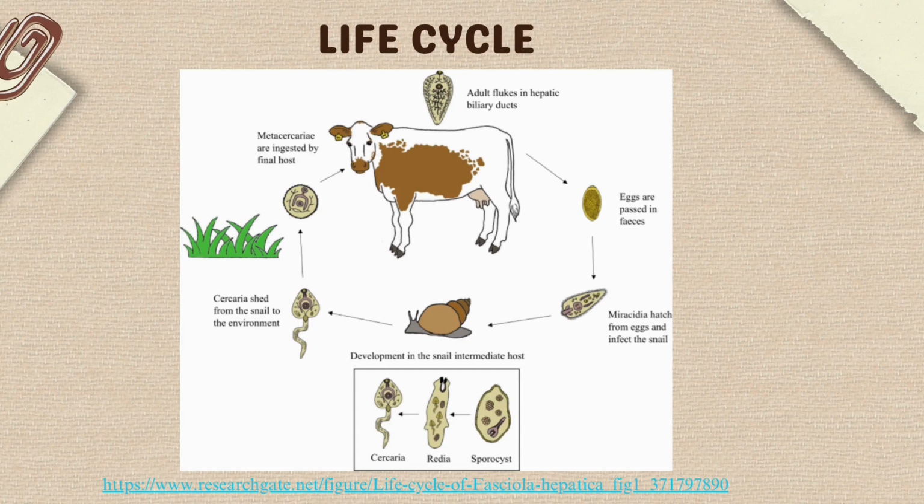So basically this diagram summarizes the whole life cycle of the fasciola, first beginning from it passing through the feces of the mammalian host and ending by migrating to the bile ducts.